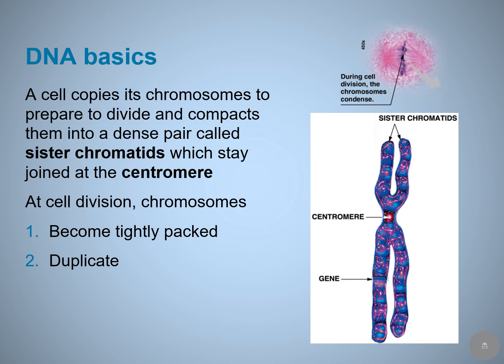So at cell division, when the cell is going through the process of dividing, the chromosomes become very tightly packed because it makes it more manageable to move the DNA, as well as more manageable for the DNA to separate. And it allows the DNA to become very easily duplicated because it's so tightly packed and condensed together.